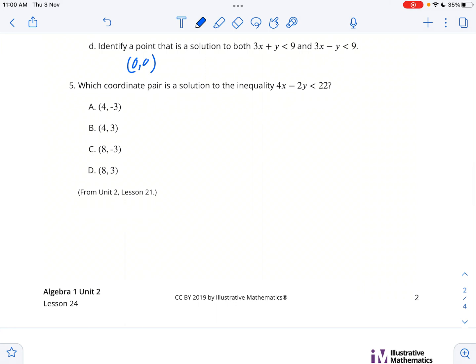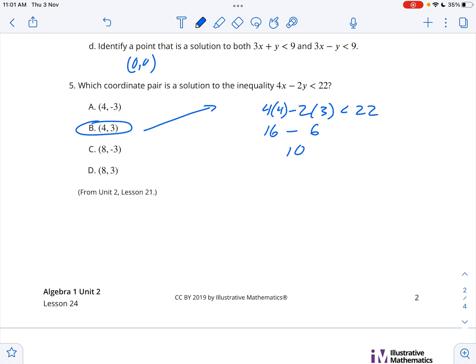Question 5, which coordinate pair is a solution to 4x minus 2y is less than 22? On this one, I would be substituting each of those values into it. And I know that the solution for this one is going to be B, and I'm just going to show you why that one works. If I put in 4 for x, so that's 4 times 4, and 3 for y, I want to see, is that less than 22? 16 minus 6, which is 10. 10 is less than 22, so it works.